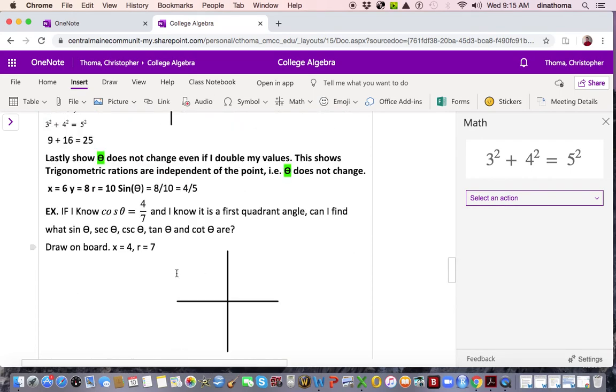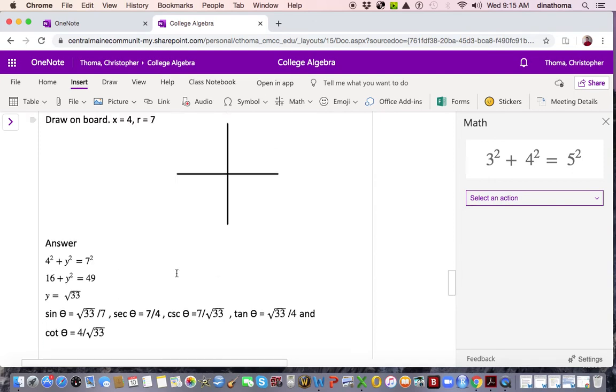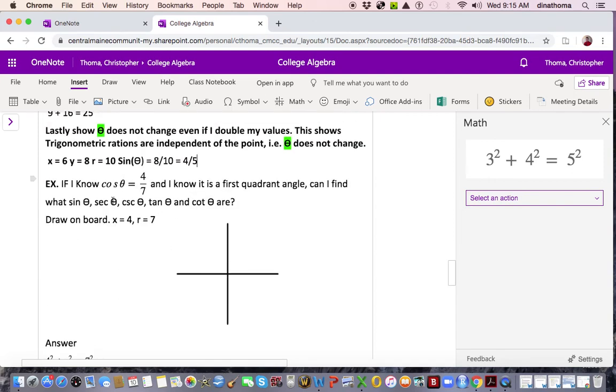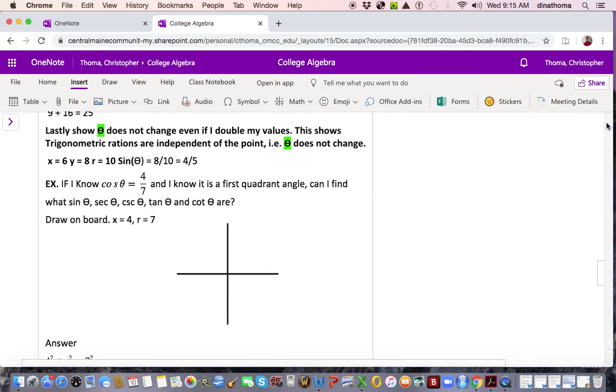Another example here is, what if we only know one thing? Say we know cosine is 4 over 7, and we know it's a first quadrant angle, which means it's in the first quadrant. Can I find everything else in my table? So, again, here's my xy coordinate.